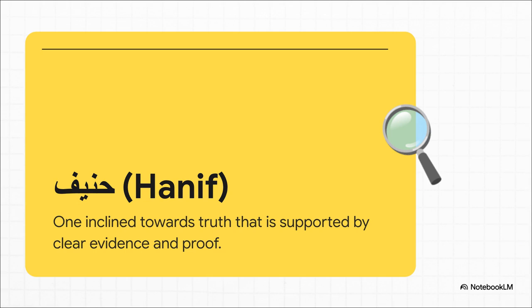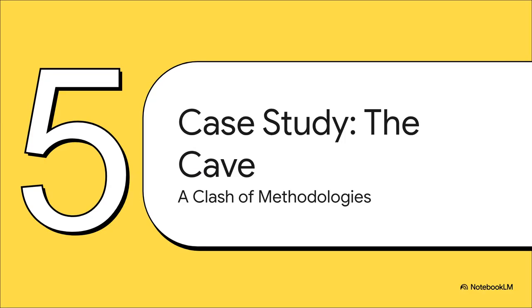Now, according to the source, this doesn't just mean you're inclined to truth in some vague way. No, it means you are inclined toward truth that has solid evidence and real proof behind it. It's a commitment to the process, not just the outcome. Okay, so that's the theory. But how does this play out in a real story?